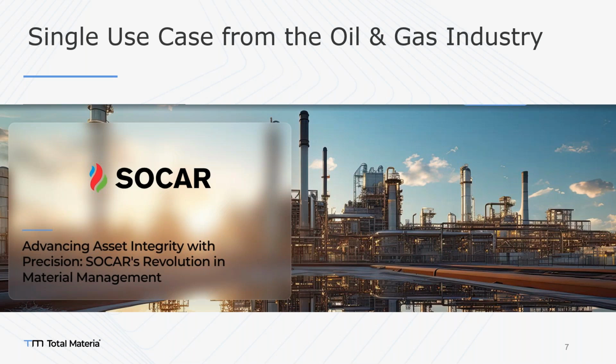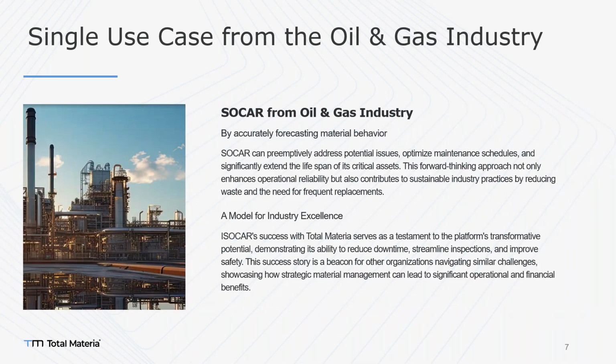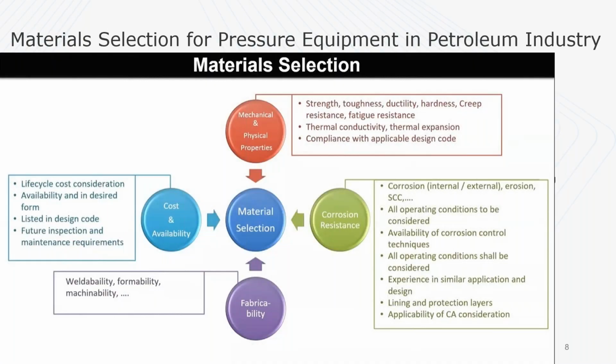the engineering community worldwide. And SOCAR, for instance, in the oil and gas industry, is accurately forecasting material behavior. This is very important. In this industry, there is no place for a mistake, obviously. So they're using it as a reliable source, just like Shell, Texaco, and any other oil and gas companies worldwide that you know. So here's an example only for the oil and gas material selection process. It's a little complicated, kind of. Yes, we do have all this information that you're looking for. You want to make material selection, right?